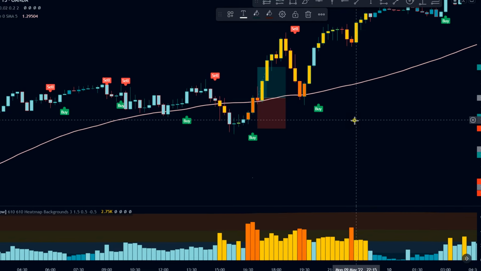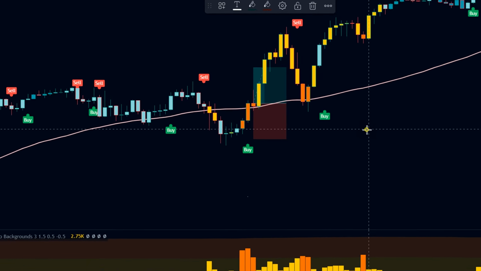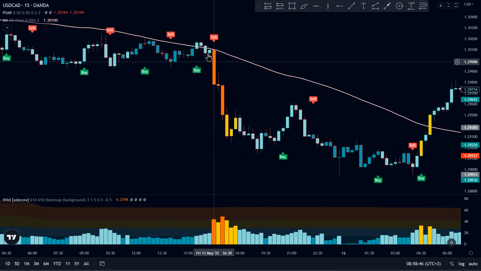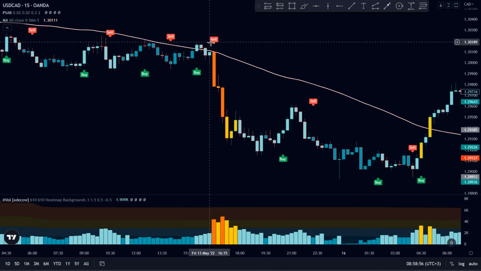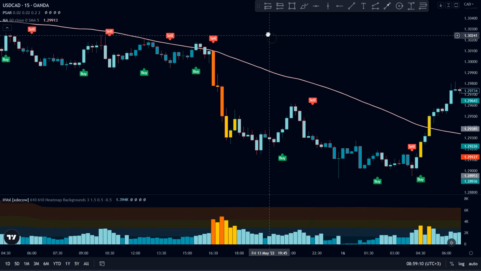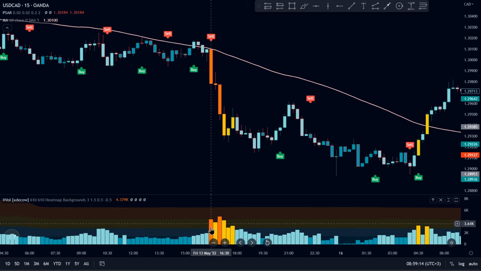Now, for short trades, we're just going to reverse the first two conditions. The price must be trading below the moving average. The parabolic SAR indicator should print a sell signal, and then the candles must be colored either red, orange, or yellow. If you don't want to look at the candles, you can look at the volume histogram because it'll have the same color as the candles.